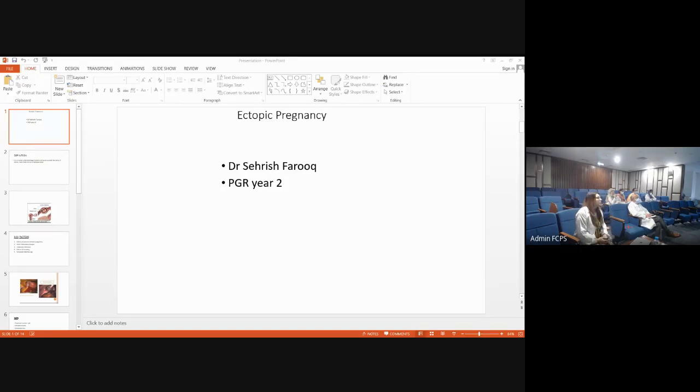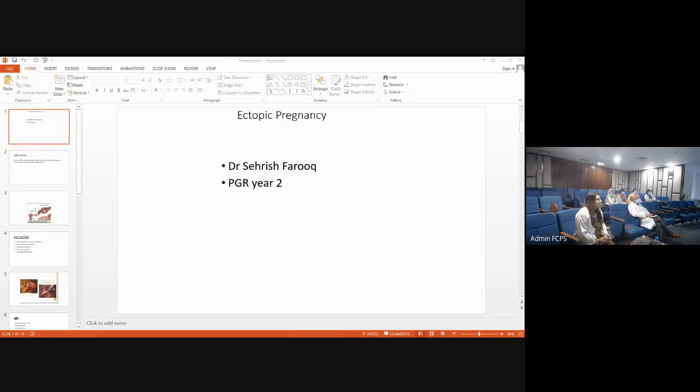Risk factors of ectopic pregnancy include history of previous ectopic pregnancy, pelvic inflammatory disease, chlamydia infections, history of smoking, and increased maternal age. This is another picture. The picture on the right side shows ruptured ectopic, and on the left side, tubal abortion. Differential diagnosis includes ruptured ovarian cyst, adnexal torsion, endometriosis, appendicitis, perforated ulcer, acute pancreatitis, and intestinal obstruction.